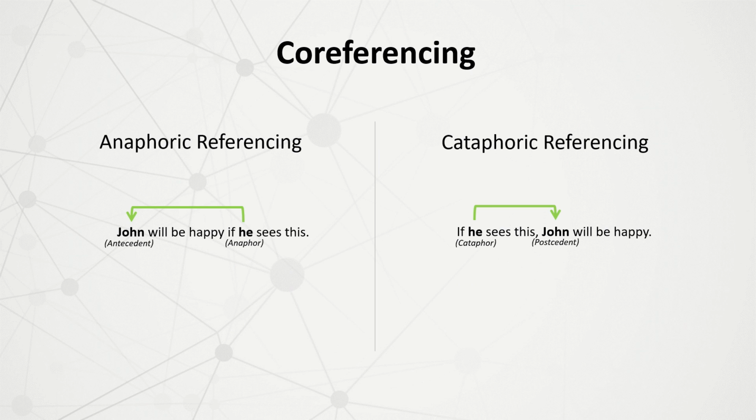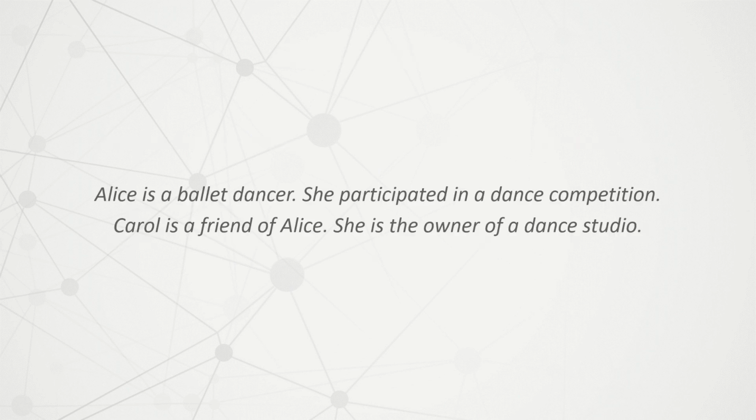Generally, there are two kinds of coreferencing. Anaphoric referencing, where an entity is mentioned upfront before being referred to in another expression, and cataphoric referencing, where an entity takes on another expression before it is introduced later in the text. Now let's see with an example what problem coreferences pose to OpenIE systems.